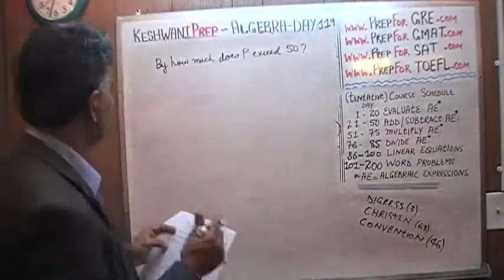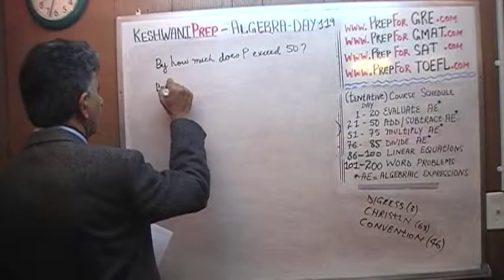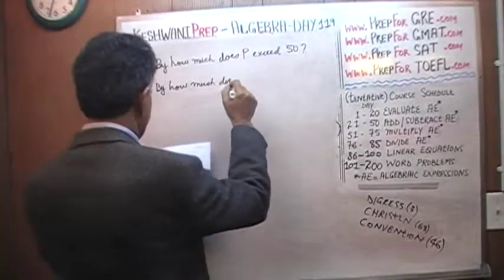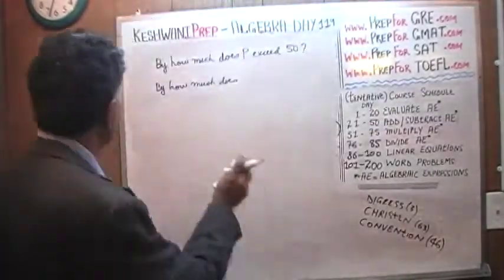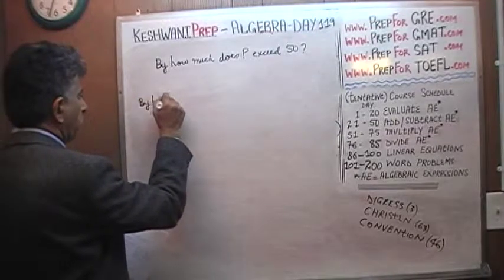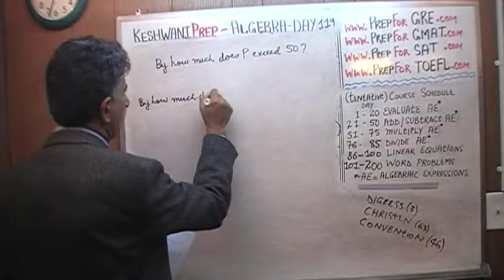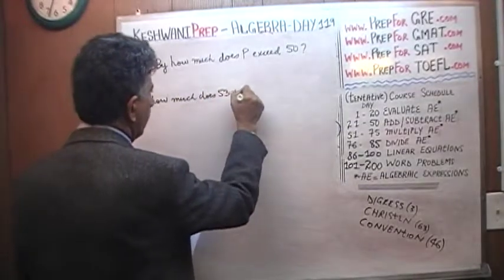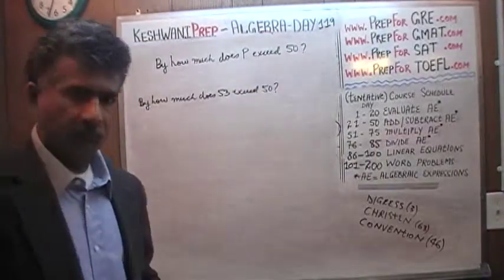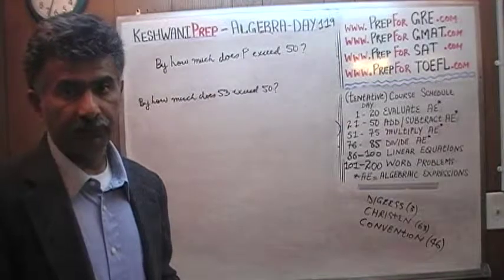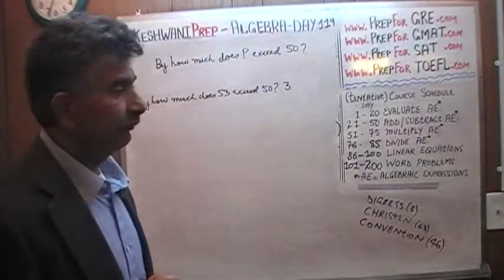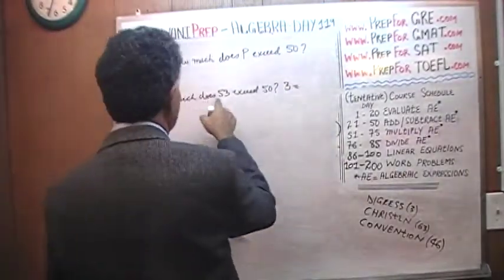For example, if somebody were to ask you, by how much does 53 exceed 50? Well, 53 exceeds 50 by 3. The answer is 3. Where did it come from? Well, that is simply the difference of 53 and 50.